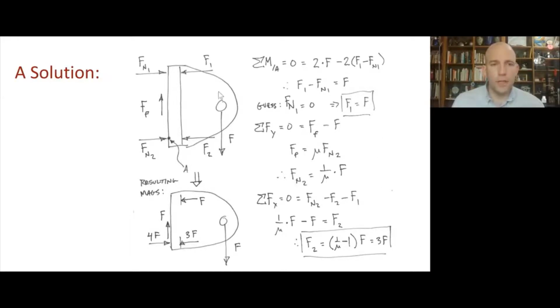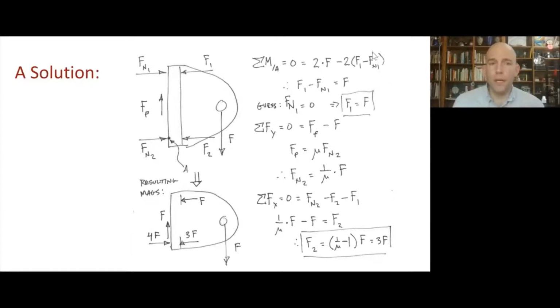But the force that we're going to care about is the net force. So F1 minus N1 times that lever arm. That'll give us our other moment. All the other forces go through point A: N2, F2, and the friction force. They all go through point A, and so they fall out of our moment balance. They don't appear. So the sum of these moments about A is 0. It's 2F minus 2 times the quantity F1 minus N1.